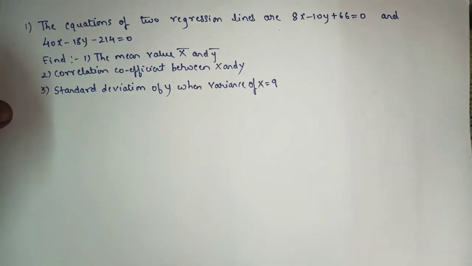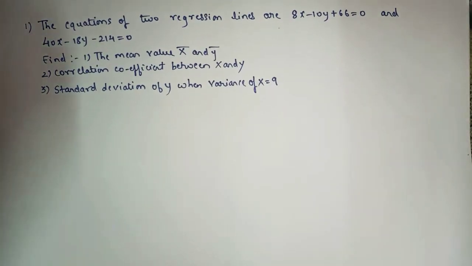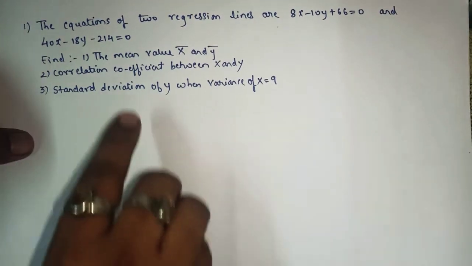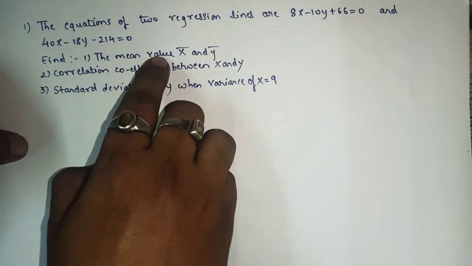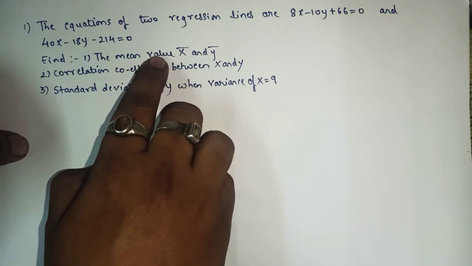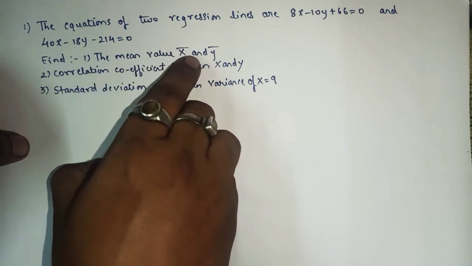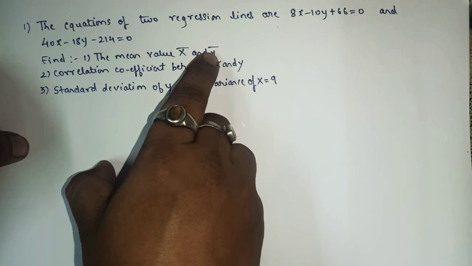Hello students. So now in this lecture we're going to see the third exercise, that means the type number 3 of this chapter. As we completed the first exercise and the second exercise in the last lecture, now we'll see type number 3, which is based on how to find the mean value of x and y. As we all know, what does mean mean? x bar and y bar.